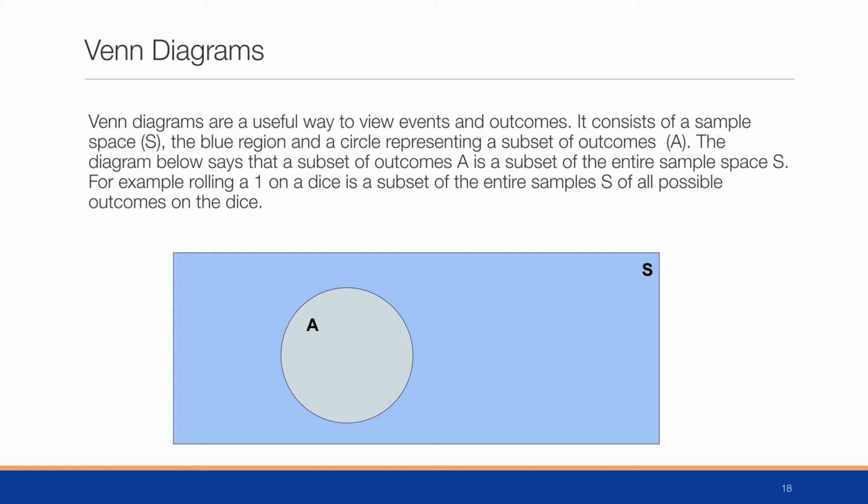It consists very simply of a sample space S, which is represented by this blue region, and a circle representing a subset of outcomes, in this case A. The diagram below says that a subset of outcome A is a subset of the entire sample space S. For example, rolling a 1 on a dice is a subset of the entire sample space S for all possible outcomes on that dice. And so the circle A is embedded within this S or sample space.